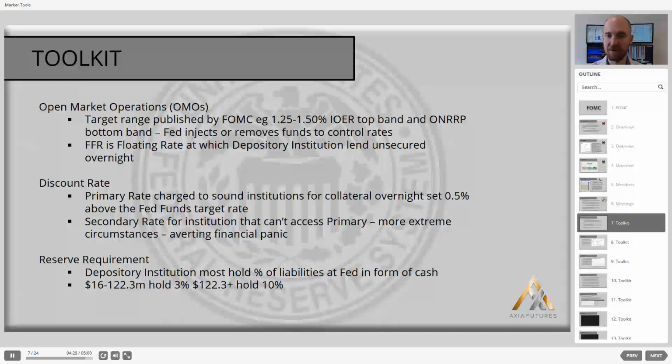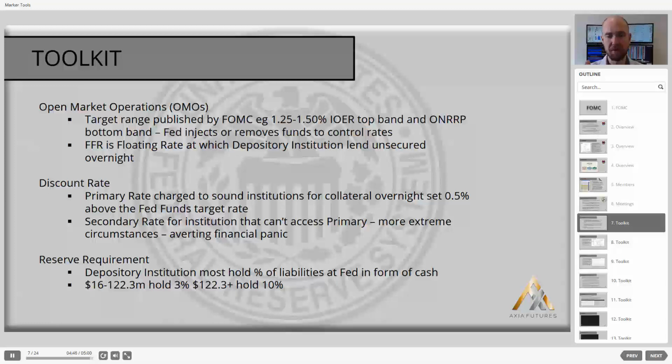At the end of each day, banks need to maintain their reserve requirements, so 10% for certain banks, or for the majority of banks, they need to remain at that 10% point. And so that's where they would then have to go into the federal funds market to borrow if they're not quite at that level. So let's go on.